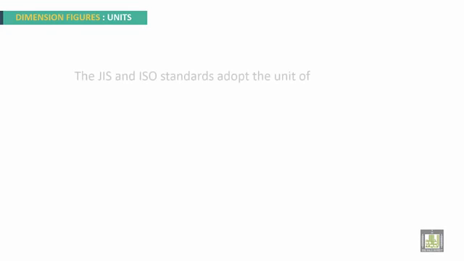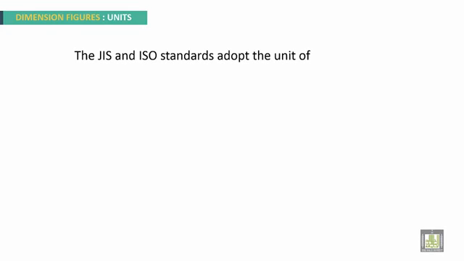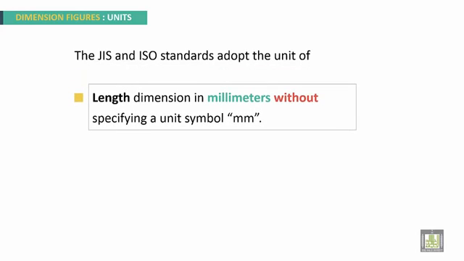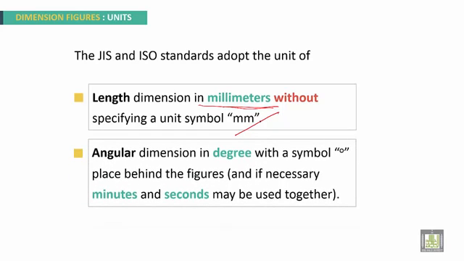Dimension figures, the units. The JIS and ISO standards adopt the unit of length dimension in millimeters without specifying a unit symbol. It is millimeter. Angular dimension is in degrees with a degree symbol placed behind the figures, and if necessary, minutes and seconds may be used together. For example, 30 degrees will be like that. This is the symbol of degree.